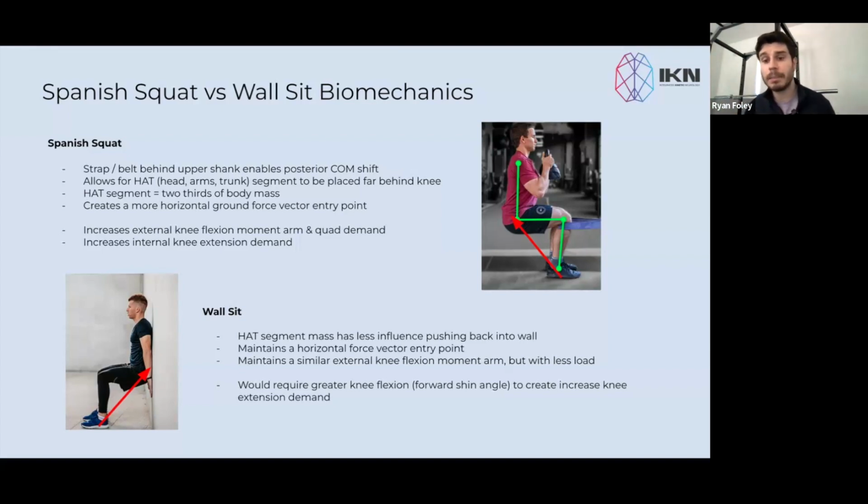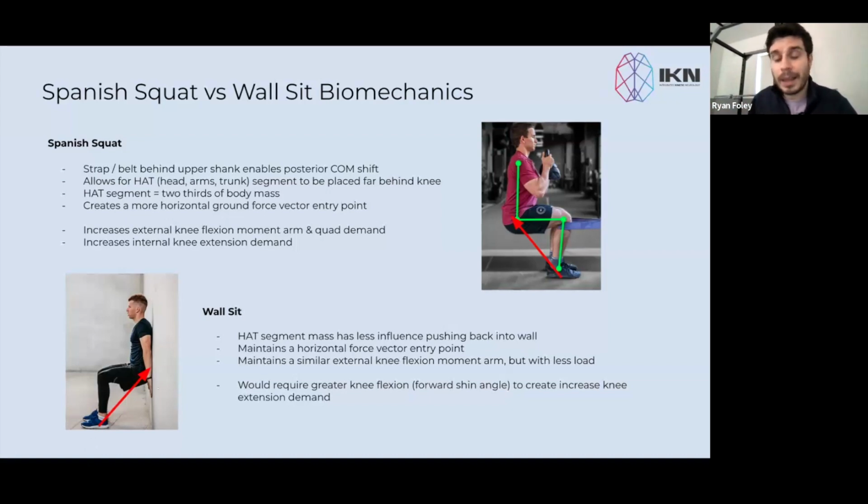Now, you are getting a similar entry point of the ground reaction force, because you're not just applying force straight down into the ground, you're applying force down and forward, just like in the Spanish squat. But you're not getting that coupled action of the head, arms, and trunk pulling the knee into flexion. So we're still driving force down and forward. The entry point of the ground reaction force is still farther behind the knee, so it's still going to increase that external knee flexion moment arm as compared to something like an air squat. So you're still going to feel a lot of constrained demand in the knee extensors, but not as much as the Spanish squat. Okay, so that's the key difference there.